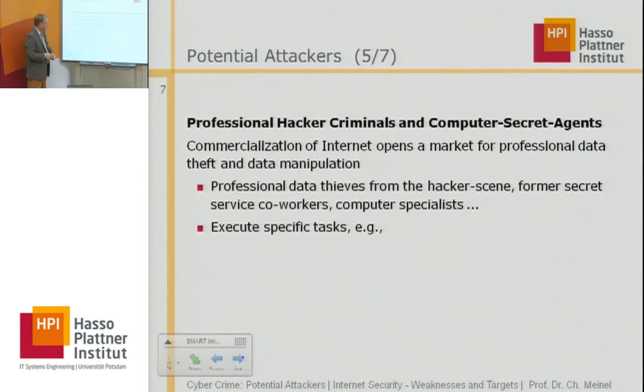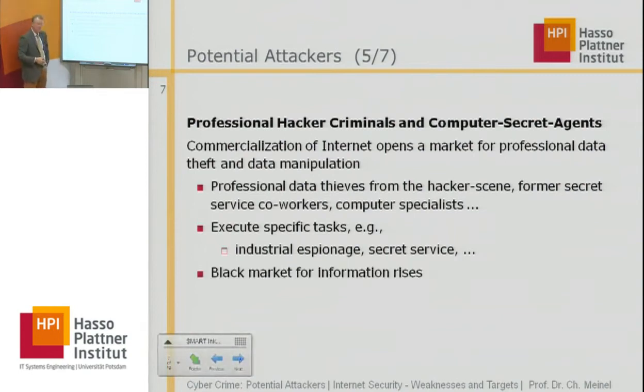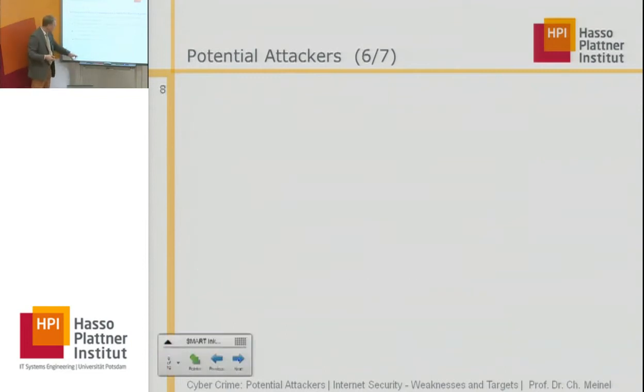The specific tasks they execute are, for example, industrial espionage, Secret Service work, collecting information from other countries, other companies. And I mentioned this already, there is a relatively easily accessible black market. One can order such services. One can order such criminal hacker services. So there is a black market and there are prices for the different activities these people do.